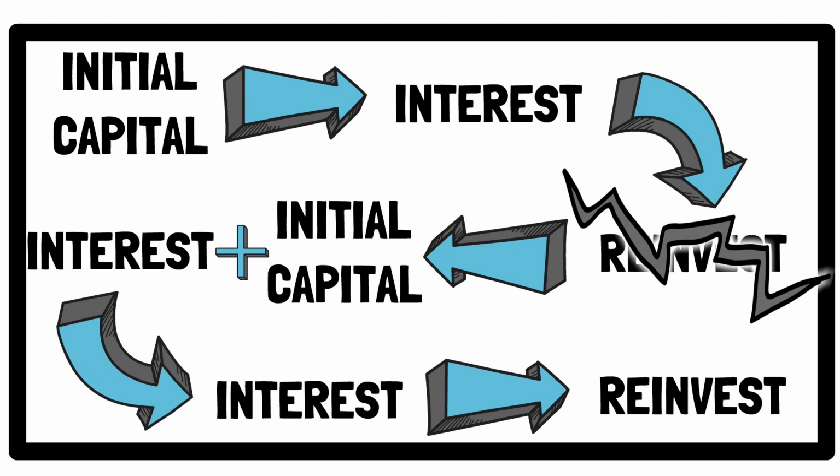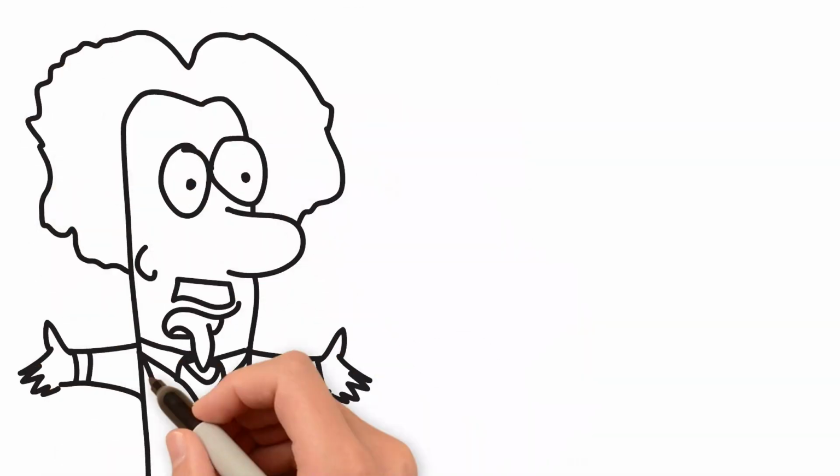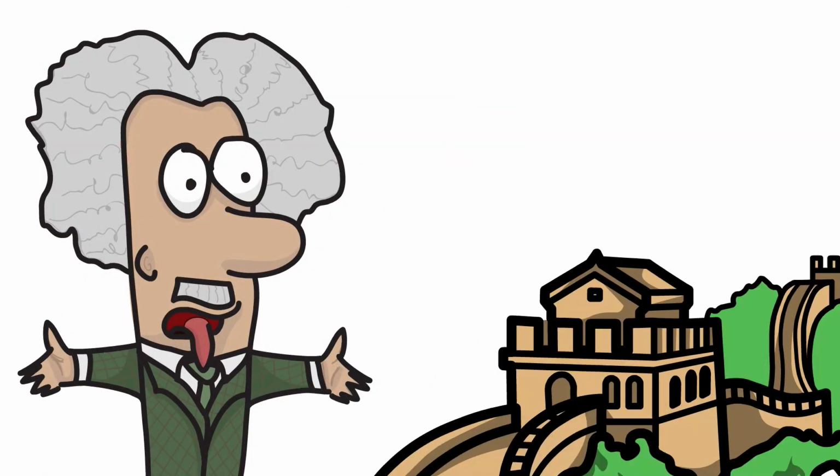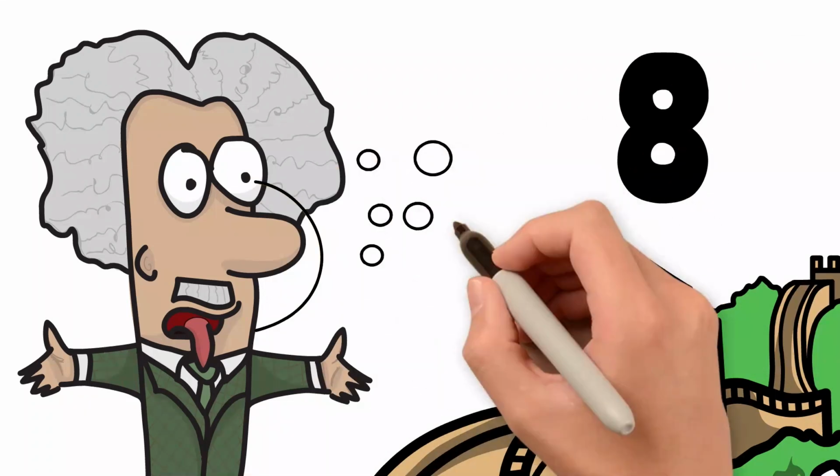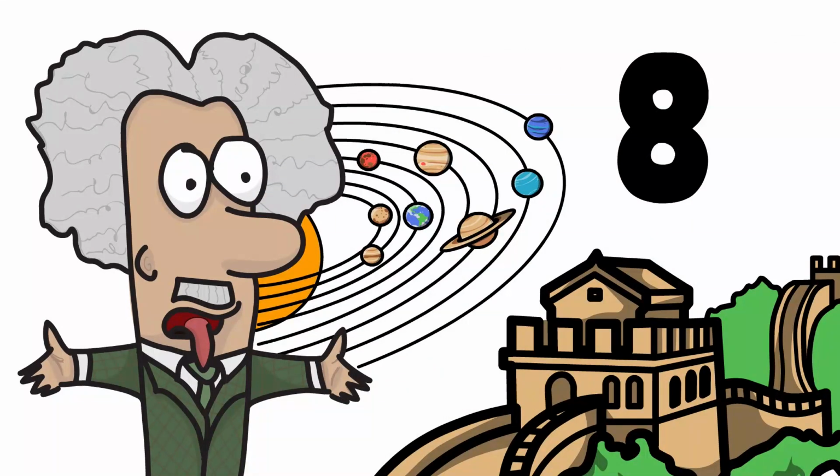This is simple interest. Many say that Albert Einstein claimed that compound interest was the eighth wonder of the world and the most powerful force in the universe. This has not been proven, but in any case, Einstein would have been quite right. Let's look at it with numbers, so you understand it better.